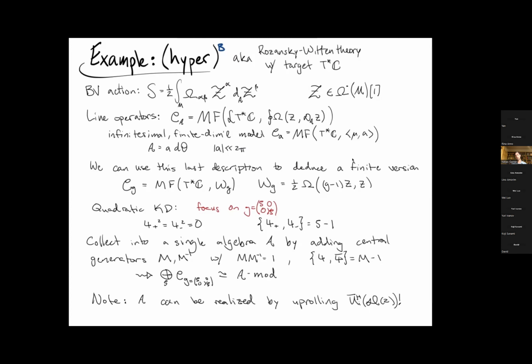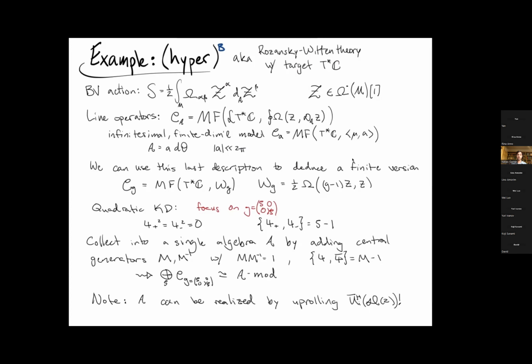These are what physicists call genuine line operators. So the category of genuine line operators is something like modules for a two-dimensional exterior algebra, which is Koszul dual to coherent sheaves on my target space T star C. So in this way, we realize the usual story that line operators in Rozansky-Witten theory are related to coherent sheaves on my target space. And I'm suppressing the derived nature of these things. Really, you should be working with the derived category of coherent sheaves and the derived category of modules for these things. So I'm going to assume those things and suppress some of the support issues that I'm sure you know better than I do.